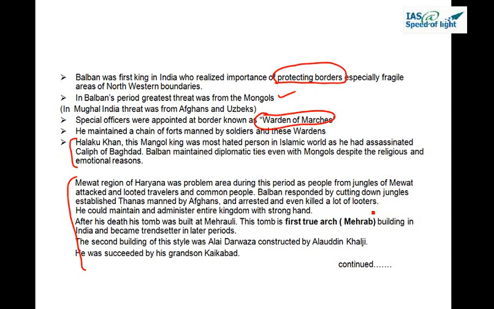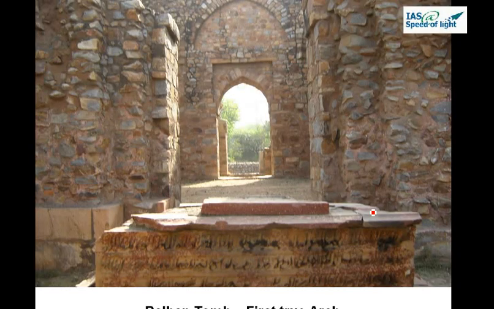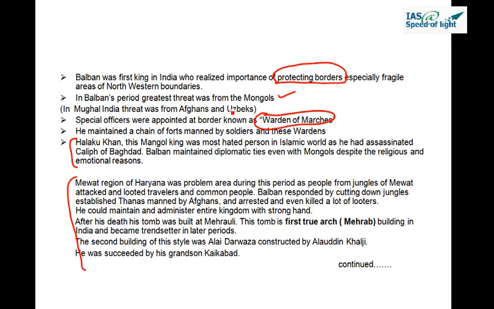After his death, his tomb was built at Mehrauli, and this is the first true arch or Mehrab building in India, which became a trendsetter in the later period. So this is actually Balban's tomb, and what this true arch means is the gate, if you see this gate, this shape is the arch. It was introduced for the first time in India by the sultans, and it became a trendsetter later. So this is a true arch. The second building of this style was Alai Darwaja, which was constructed by Alauddin Khalji.